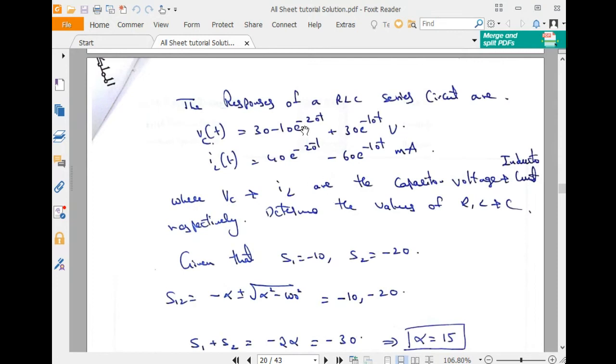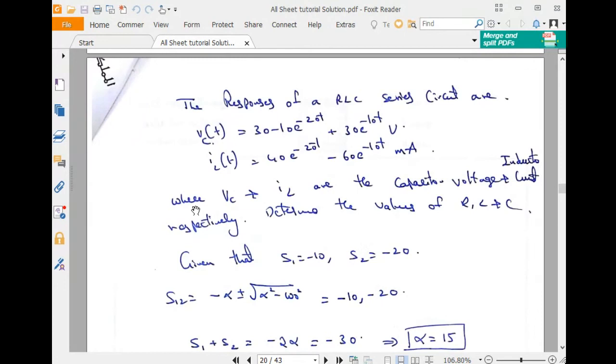You can observe in this equation that the two roots S1 and S2 are given. You can consider this is S1, this is S2. And here also the same S1, S2. The roots are given. That's why we can say the roots are S1 equals minus 10, S2 equals minus 20.